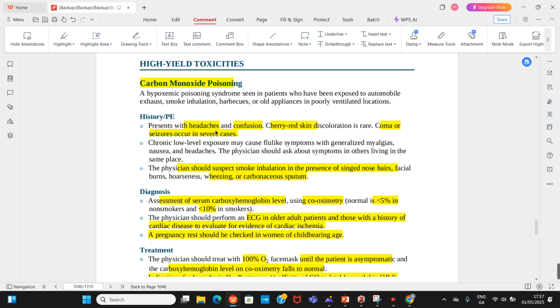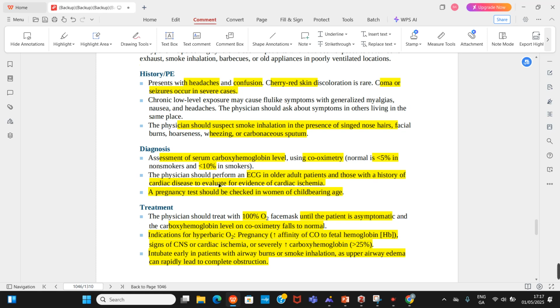Sometimes if you're evaluating for carbon monoxide poisoning, you might need to do an ECG, especially in adults. One thing about carbon monoxide poisoning is that it binds to hemoglobin and increases the affinity of hemoglobin. Carbon monoxide has about 250 times the affinity oxygen has for hemoglobin, so it can readily bind to hemoglobin, not leaving adequate space for oxygen. So let us look at its illustration.